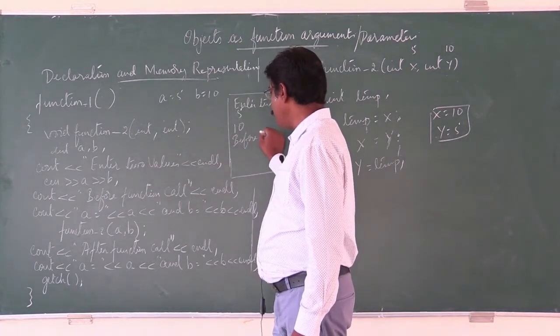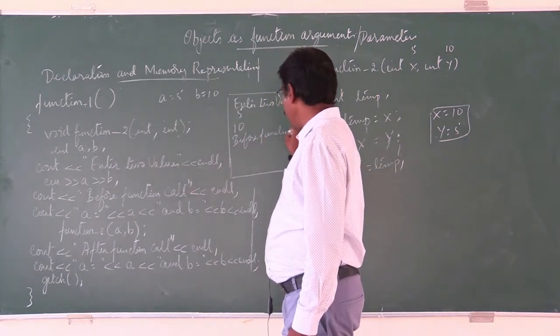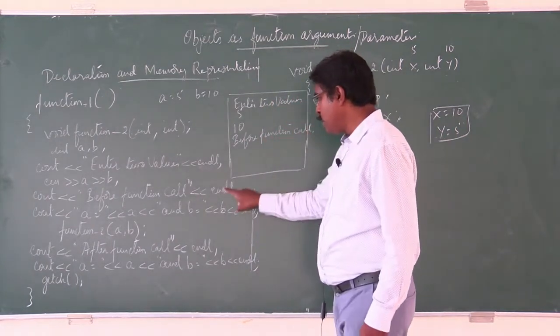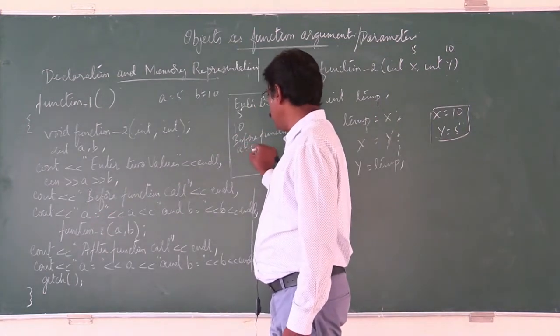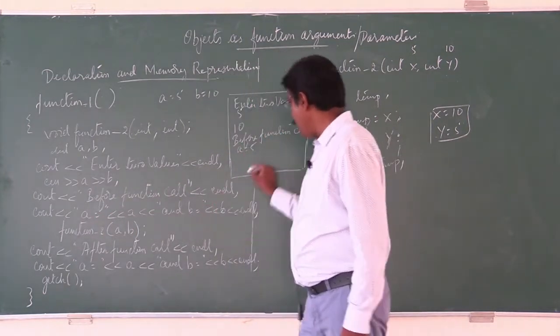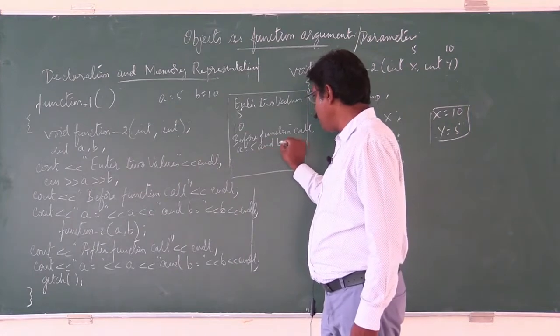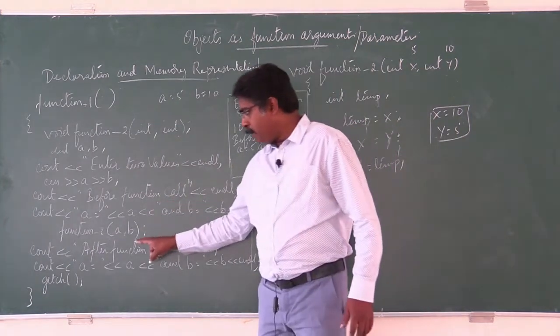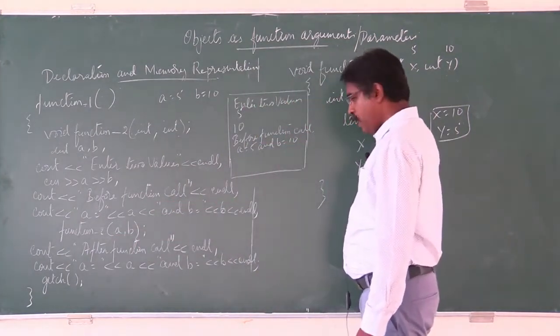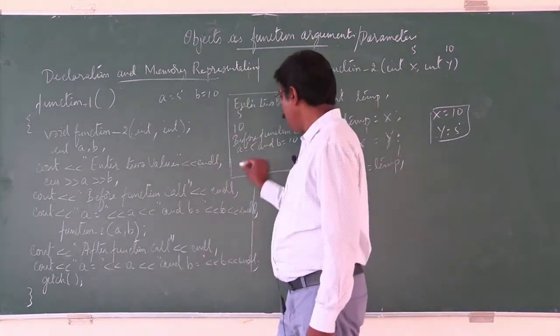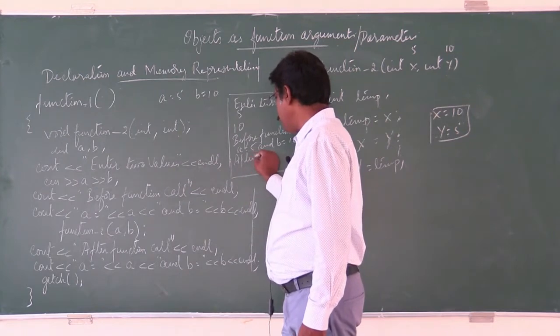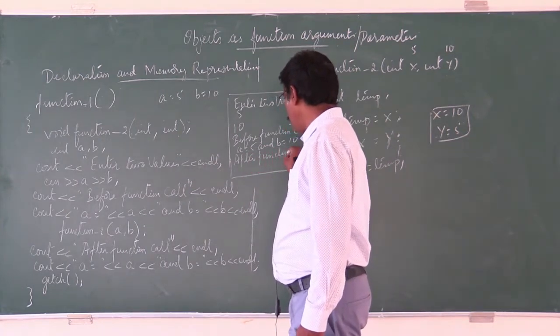Then I need to go to the next statement, that is before function call. Before function call, I come to the next line because endl is there. A equals 5, on the same line, and B equals 10. Then a function call is made, exchange is done, then it comes back. Again there is a statement after function call.